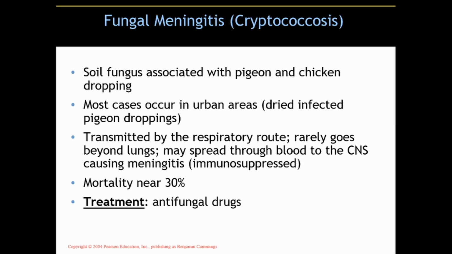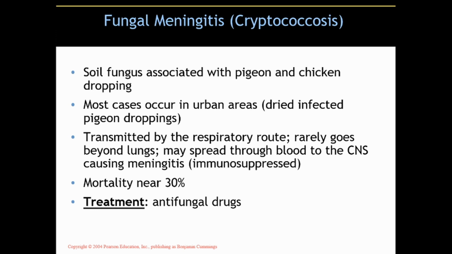But it may spread through the blood if it gets in from the lungs into the bloodstream to the central nervous system, causing meningitis, and it's typically only seen in those who are immunosuppressed. But if you're in a major metropolitan area of millions of people with millions of pigeons, and there's loads of their dry droppings floating around, there are going to be a large proportion of people living in that area who are immunosuppressed. Mortality rate is pretty high. It's near 30%. And how do we treat it?